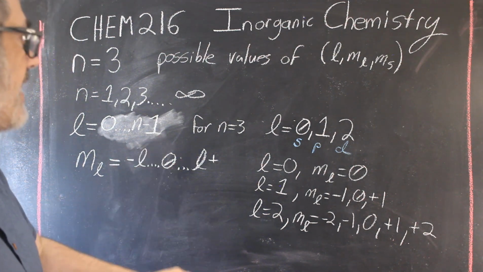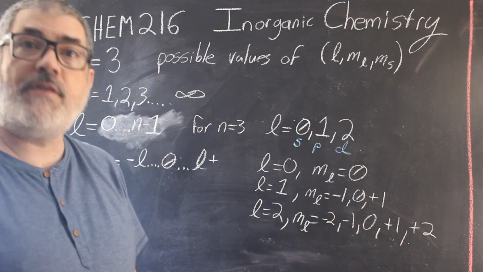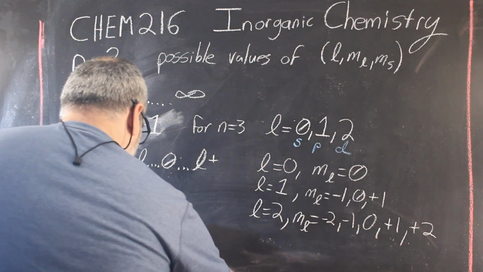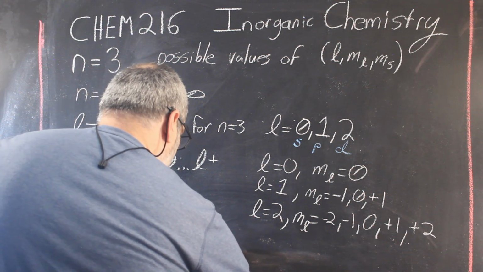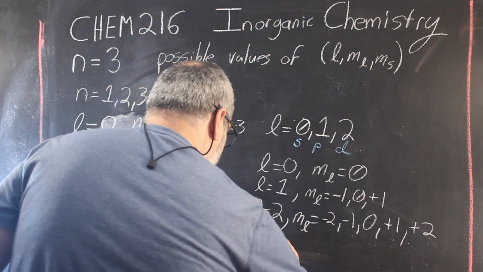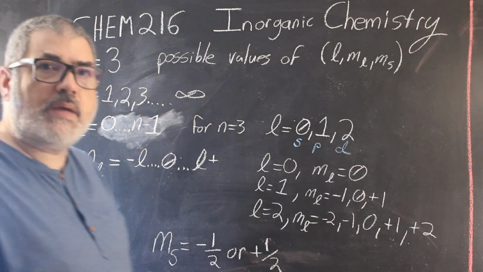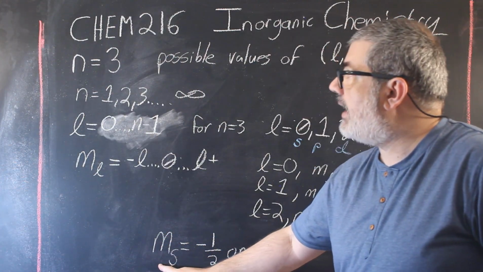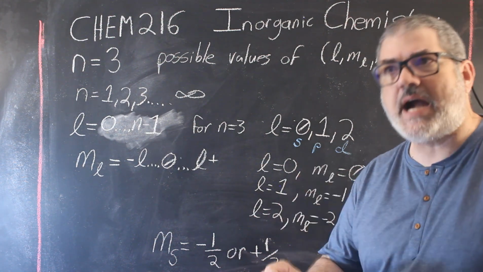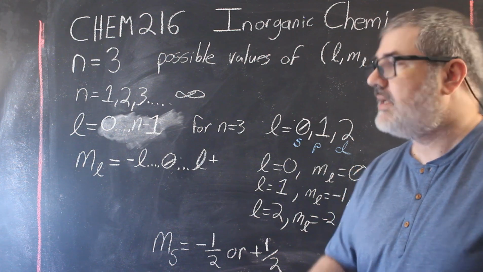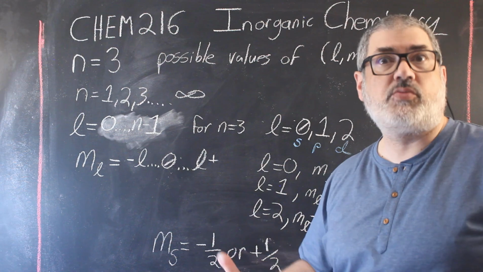Now, our last value is m sub s. This is the spin of an electron. In this case, m sub s is negative 1/2 or positive 1/2. The fundamental difference between m sub s and the other three quantum numbers is that m sub s defines a property of the electron. The other three quantum numbers define the orbital where the electron resides.